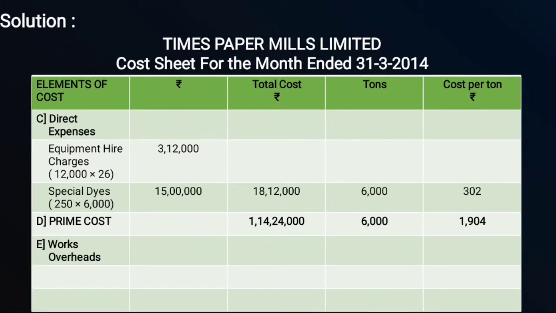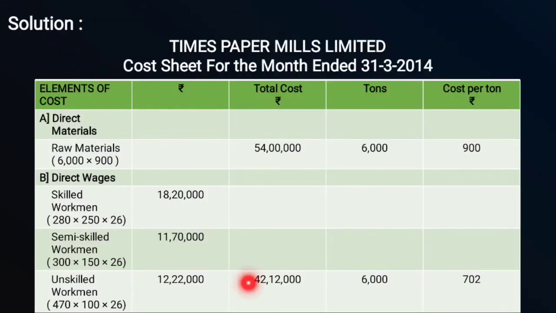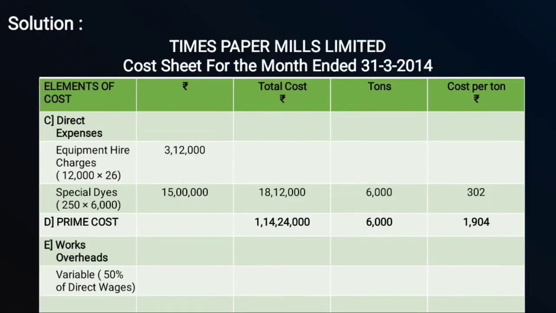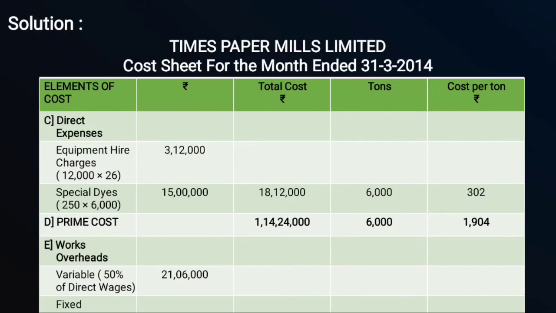Part E, works overheads. Variable is given as 50% of direct wages. So 50% of 42 lakhs 12,000 will be rupees 21 lakh 6,000. Next, fixed rupees 2 lakh 70,000. So we'll record it under works overheads, rupees 2 lakh 70,000. So the total cost of works overheads will be rupees 23 lakh 76,000. 6,000 tons and cost per unit will be 396.